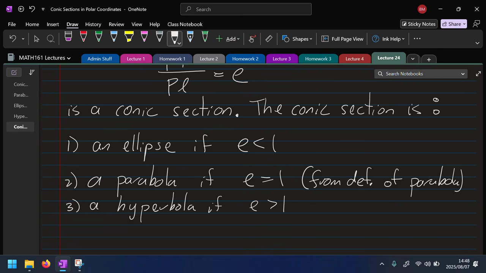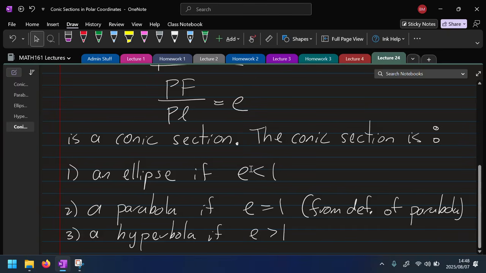So if it's between 0 and 1, it's an ellipse. If it's exactly 1, it's a parabola. If it's greater than 1, then it's a hyperbola. Like I said, we're not going to prove this in general. We're going to have a look at a specific case for the parabola when E is 1. But you can do exactly the same thing for the other two.